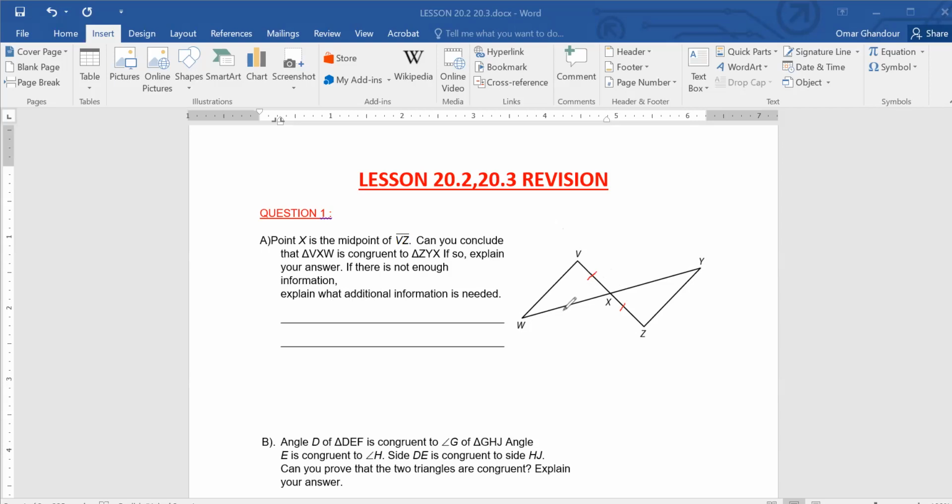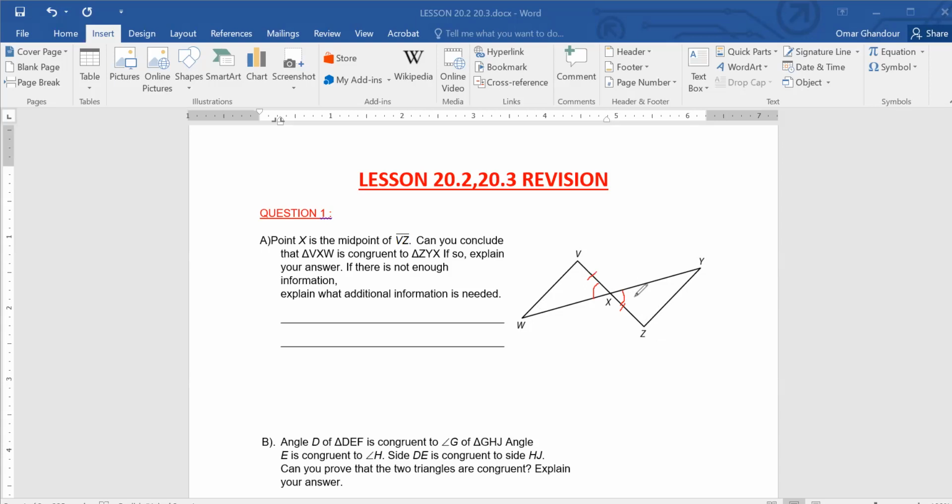SSS, of course, will not help me because I don't have any information about the other two sides. I only know that VX is equal to XZ. Let's see about angles. Do we know any information about the angles here? I don't know anything about Y, Z, W, or V, but it's obvious that this angle is congruent to this angle using vertically opposite angles. So I know that VX is equal to XZ, and that angle X from this side is equal to angle X from this side. So I have only two pieces of information.